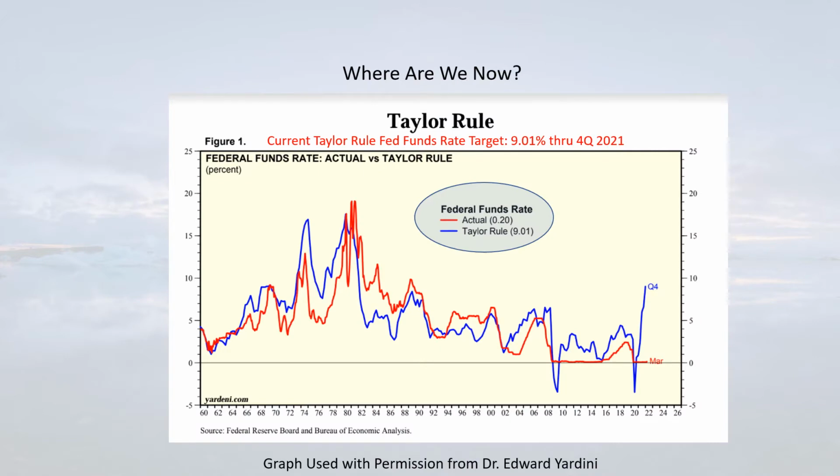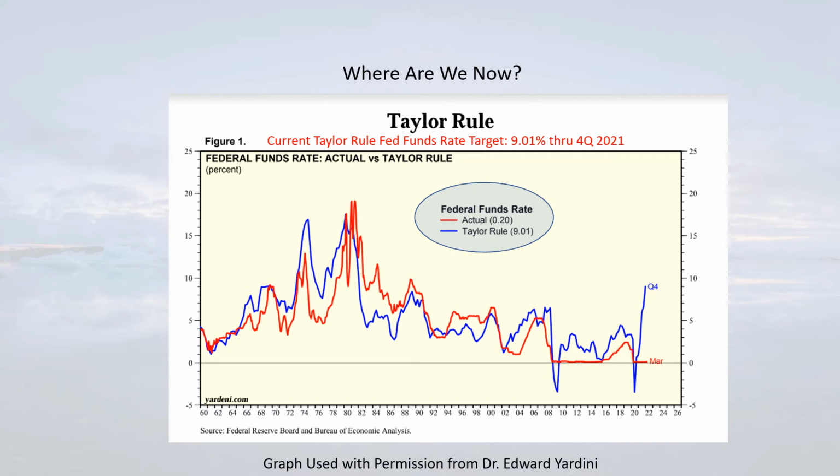Where are we now? The Taylor rule through the fourth quarter of 2021 is showing that we should be at 9% Fed funds rate. So the Fed, by this measure, is at the very, very beginning of its interest rate rise, of its increasing interest rates for the Fed funds. So there's a long ways to go.